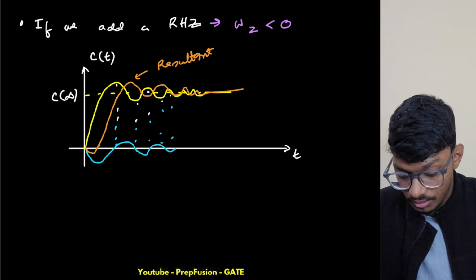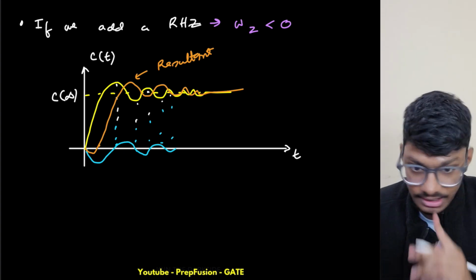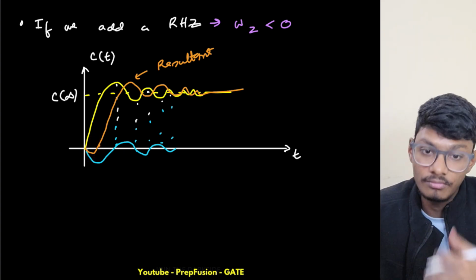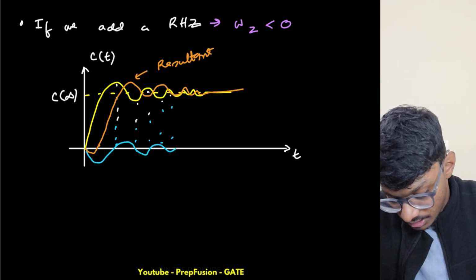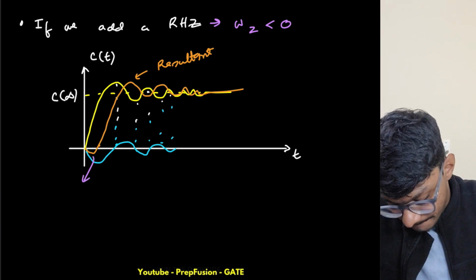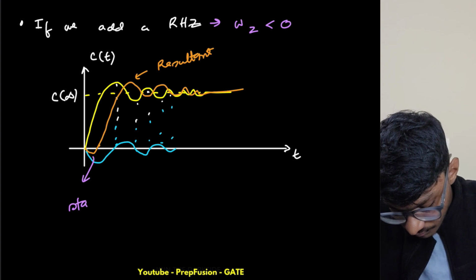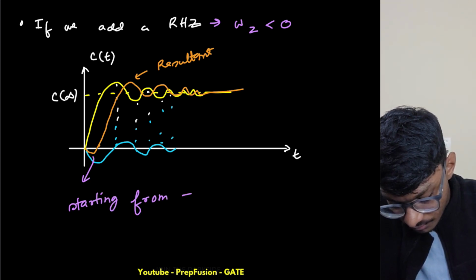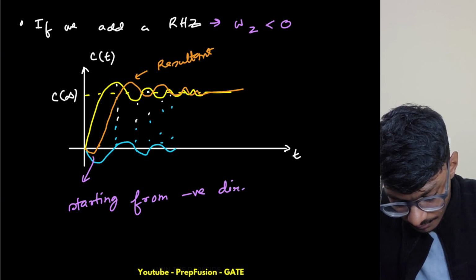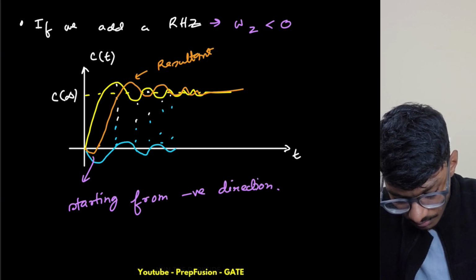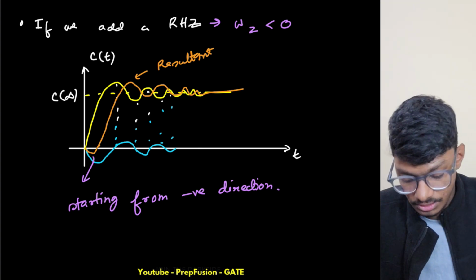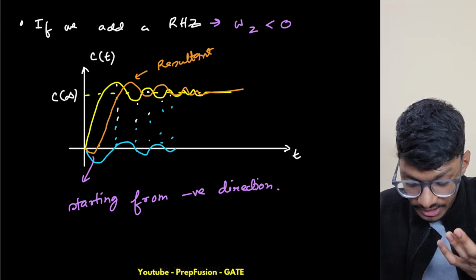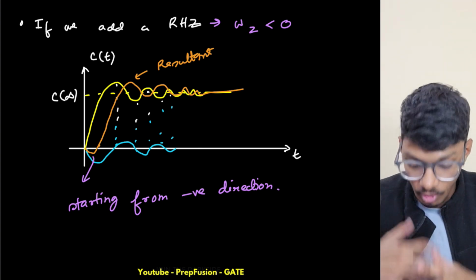So what is happening? Obviously my rise time is increasing, that is true, but also initially starting from the negative direction. This is a very important point to note here. If I add a right hand 0, what happens? Like all these things.